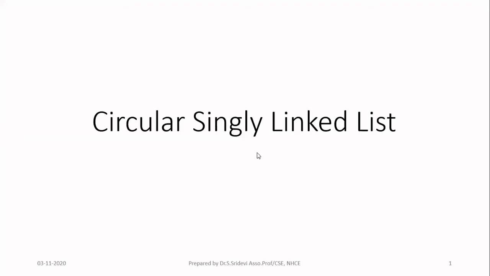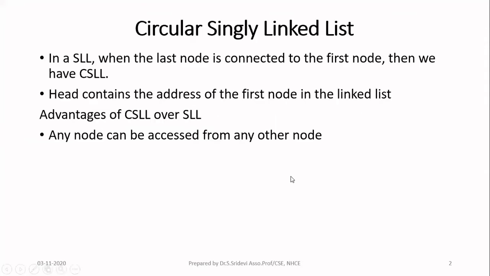Okay. So in a normal linked list, the last node will have a null in the next field, whereas in a circular linked list, we are going to replace that null with the address of the first node. So here we have two types of circular linked list. One is circular single linked list and another is circular doubly linked list. Today we will focus on the circular single linked list, which is the extension of single linked list. Let us see first what is circular single linked list.